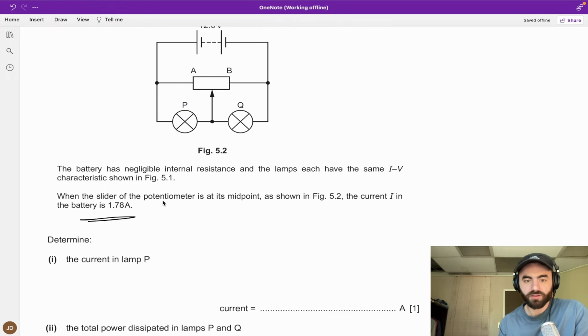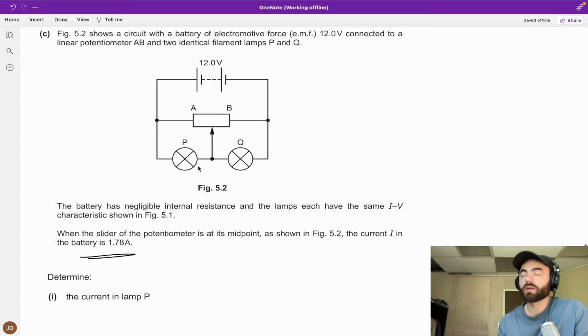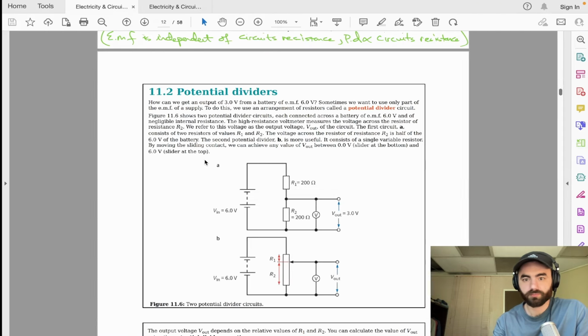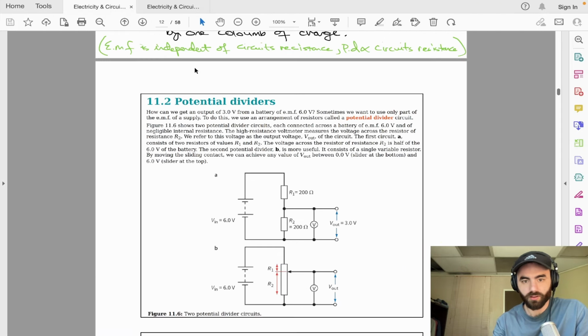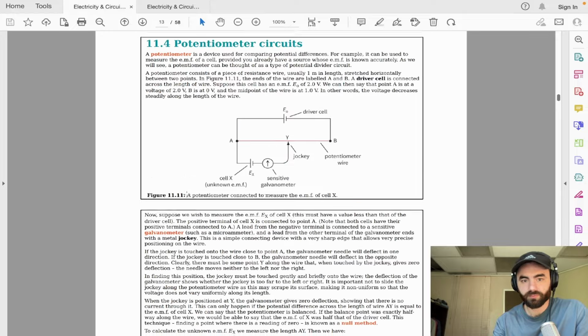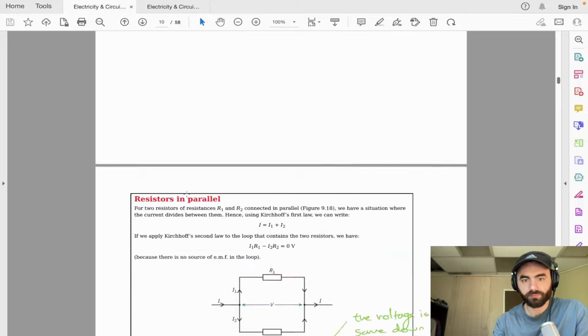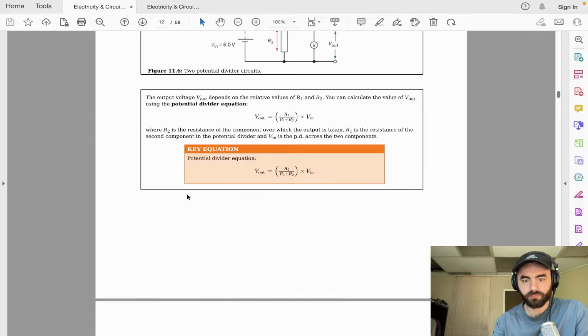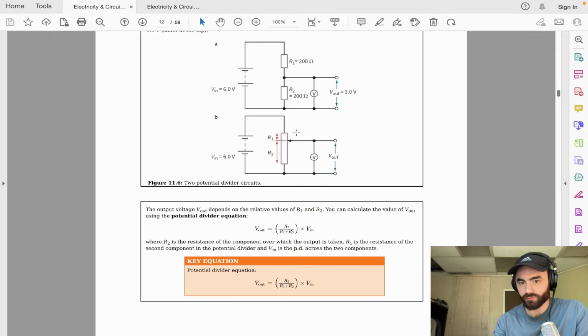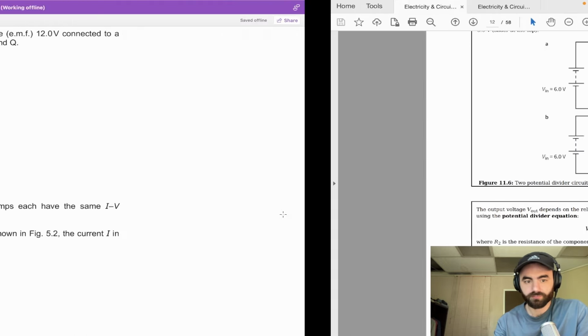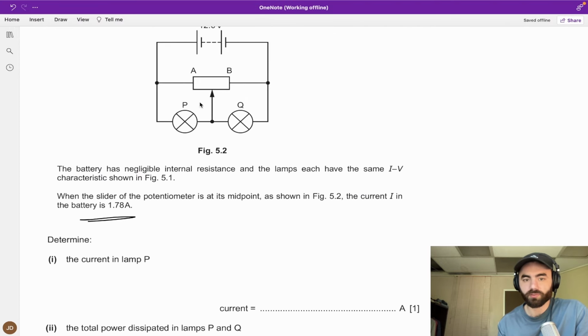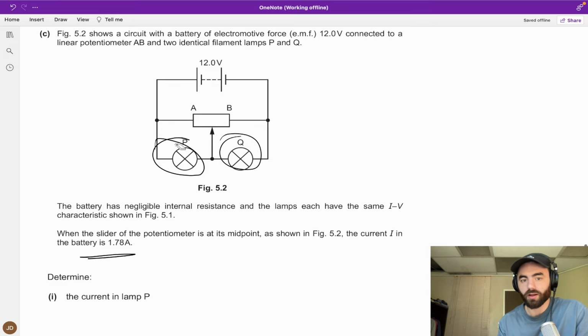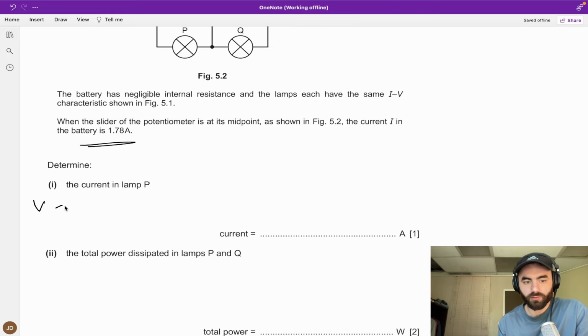Well, the potentiometer is dividing up the potential. Potential dividers. This is dividing up the potential as we move between here and here. So if it's halfway between that, that means 6 volts is going here and 6 volts is going here. This is dividing by half. So the voltage in P is 6.